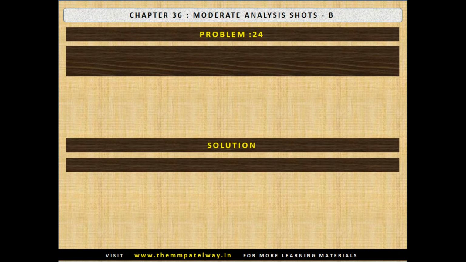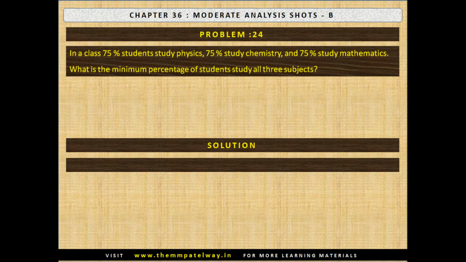Problem number 24. In a class, 75% students study physics, 75% study chemistry and 75% study mathematics. What is the minimum percentage of students study all the subjects? Now stop the video and solve the problem. The solution follows. The minimum number of students studying all the subjects is 25%.